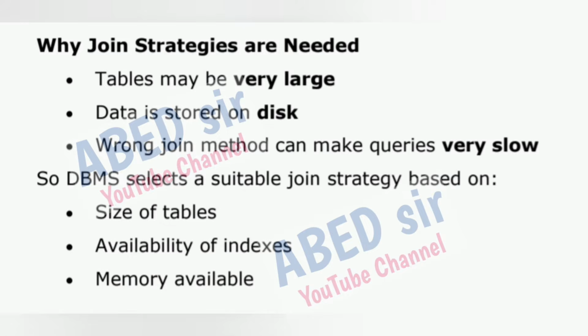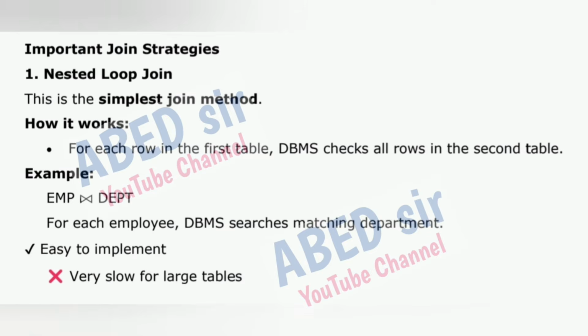Data is stored on disk. Wrong join method can make queries very slow. So DBMS selects a suitable join strategy based on size of tables, availability of indexes, memory available. Important join strategies. 1. Nested loop join.